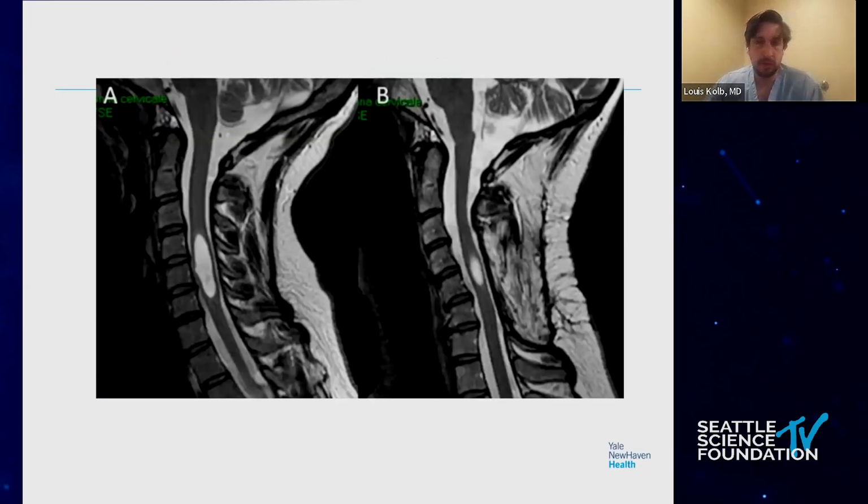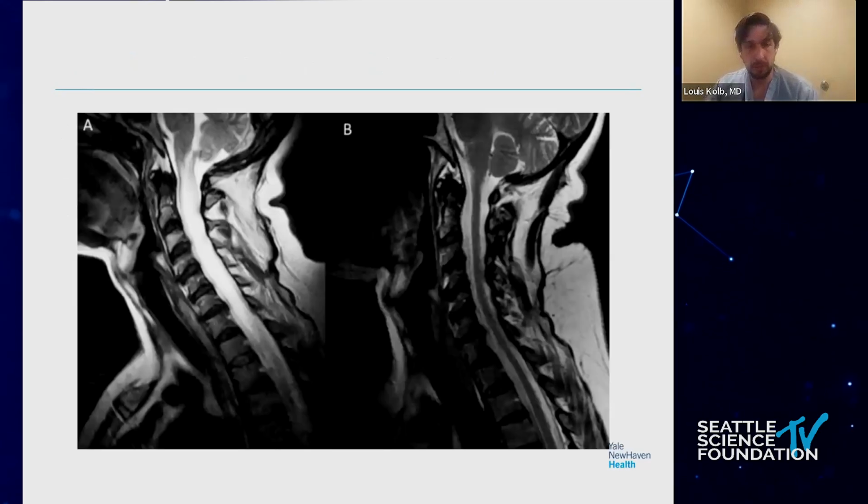This is a quick illustration of that, with a patient that just had a laminectomy. You can see the deformity that developed over time, compared with a similar patient with a laminoplasty who was able to maintain their alignment.